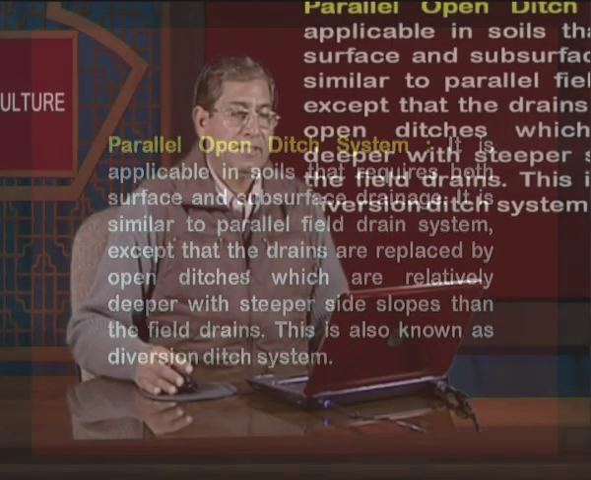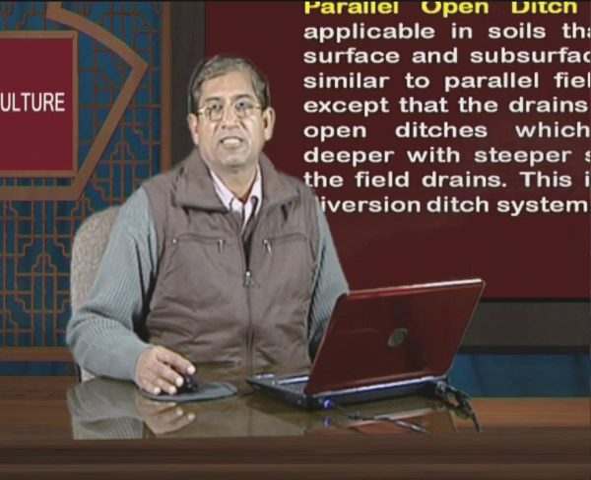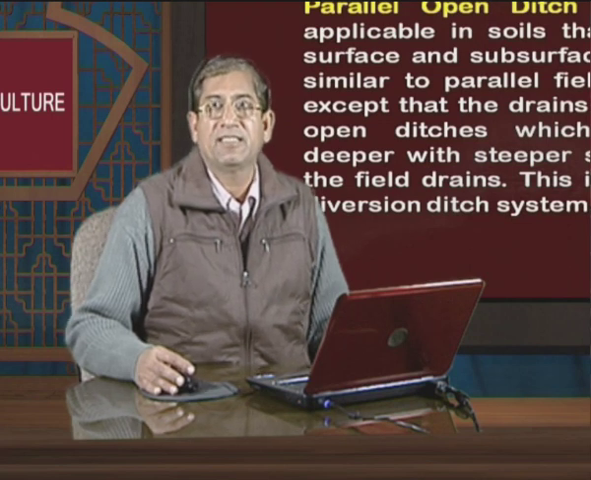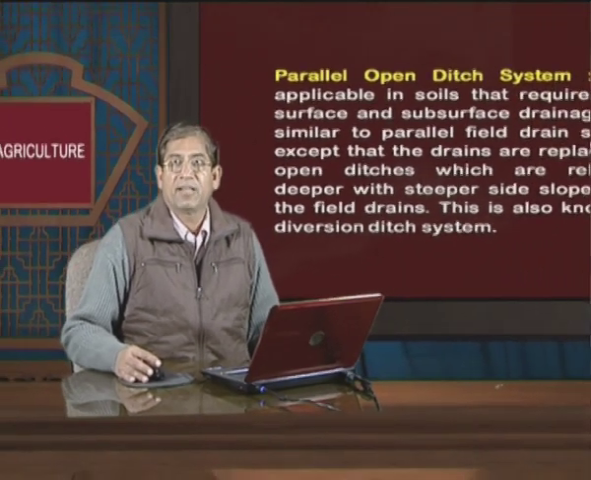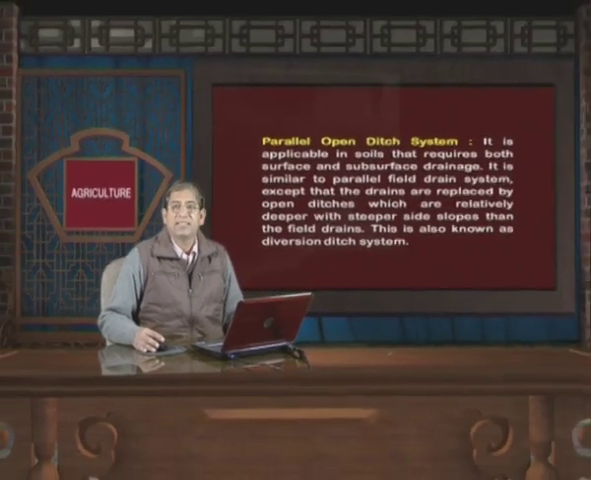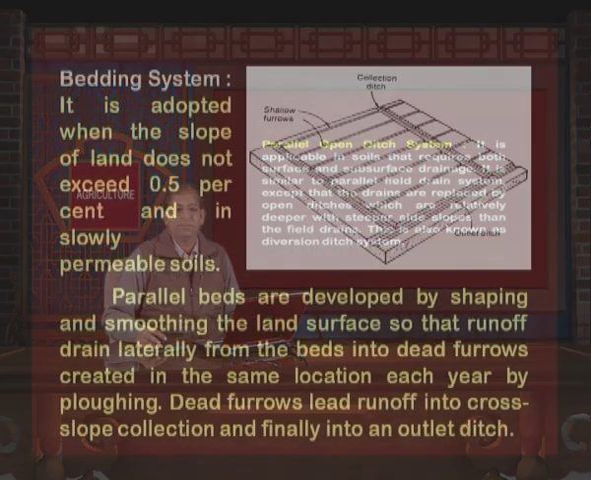This system is almost the same as the parallel system. The only difference is that the lateral drains in the parallel system are shallow, but here these are deeper, and the main drain is also deeper in this system. So both surface water is drained out, and simultaneously partially subsurface water is also drained out.